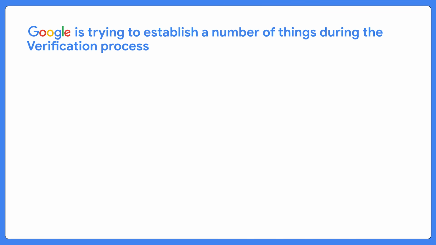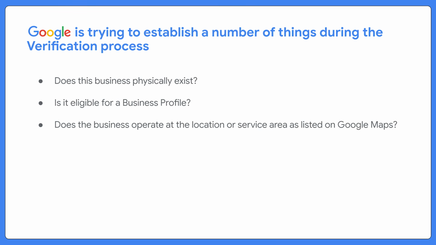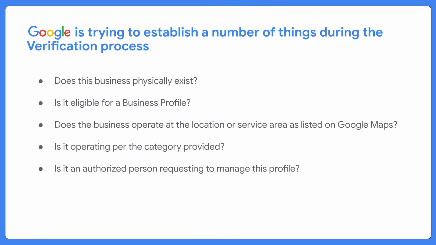Bear in mind that Google are trying to establish a number of things during the verification process. Does the business physically exist, and is it eligible for a business profile? Remember, in order to be eligible, there has to be in-person contact with your customers, unless you operate a self-service facility where a transaction might take place, such as an ATM or a vehicle charging station. We're also trying to establish that your business operates at the location or service areas listed on maps and is operating per the category provided. Finally, is an authorised person requesting to manage this profile?